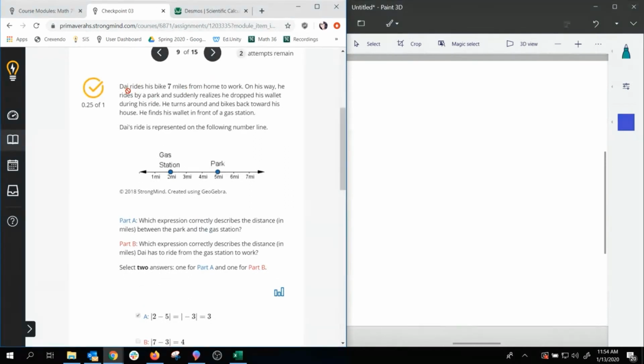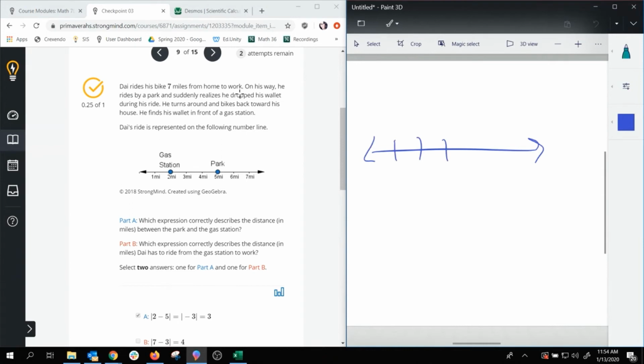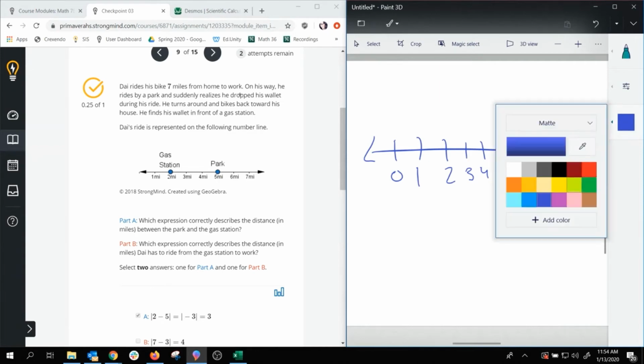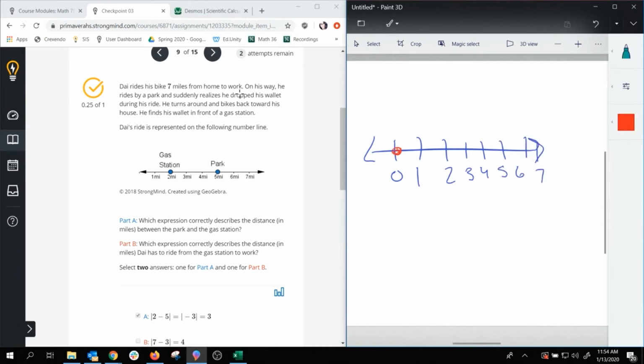And it says he rides his bike 7 miles from home to work. Okay, so that means because this question says that he rides his bike 7 miles from home to work, I need a little bit more. 7. Home is 0, right? This is his home. And his work is 7 miles away.